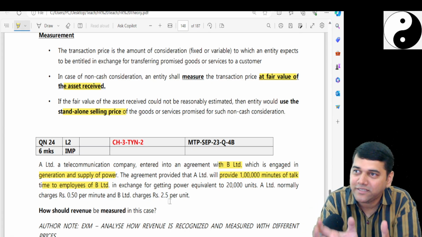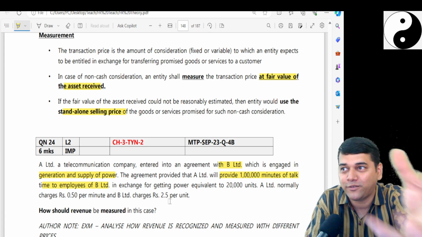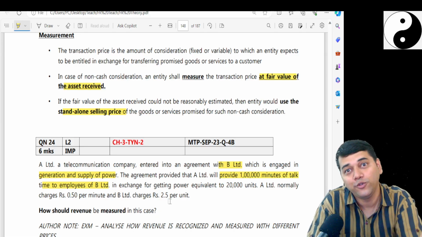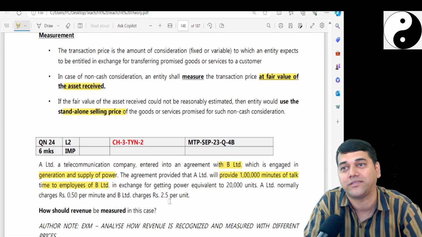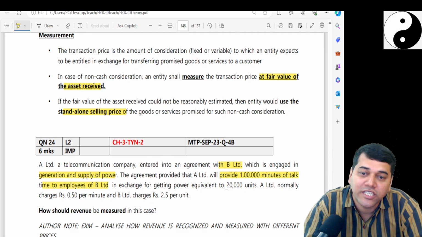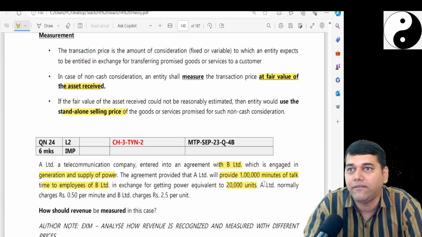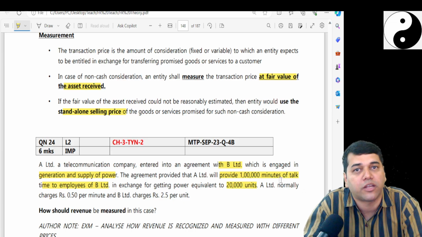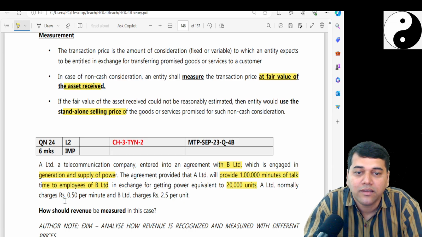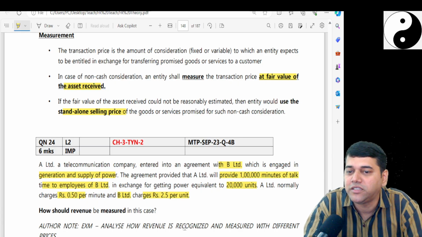See here, what you have got? Power is your inventory. Inventory is used for the benefit of the employees. Anyhow, we will not get into that. In exchange for power equivalent to 20,000 units. So I will give you 20,000 units, you give me 1 lakh talk minutes. And normally A Limited charges 50 paise per minute and B Limited charges 2.5 per unit. Beautiful numbers. How should the revenue be measured in this case?